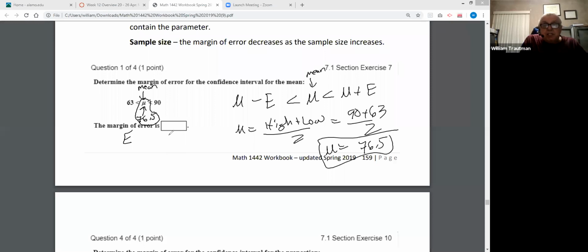Can somebody tell me what the margin of error is now? What does E equal? We know this is 76.5. Can somebody tell me what E equals now, the margin of error? Just checking to see if anybody can look at this and tell me the answer.